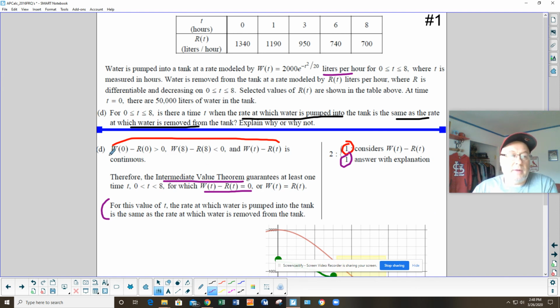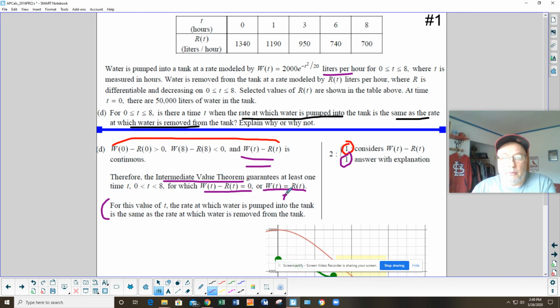So first of all, probably most of you would do this. That's what I would do. I would just say, actually, no, I lied. It'd be this. So W of T is equal to R of T at the same rate. When are these two rates the same? This is probably what I would be thinking. When is W of T equal to R of T?